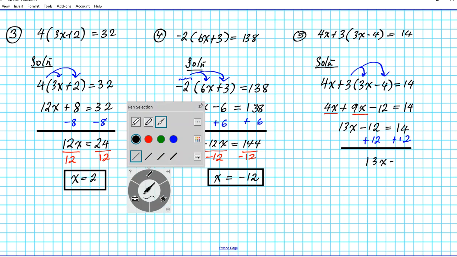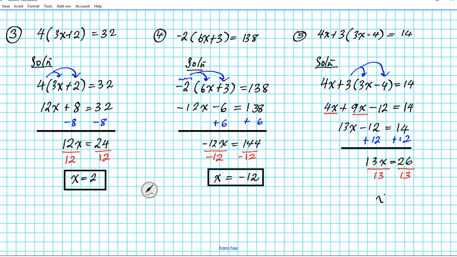13x equals 26. Now to undo this 13 that's been multiplied by the x, we are going to divide both sides by 13. Okay, because the inverse of multiplication is division. So that gives us our final answer. X is equal to 26 divided by 13, which is 2.